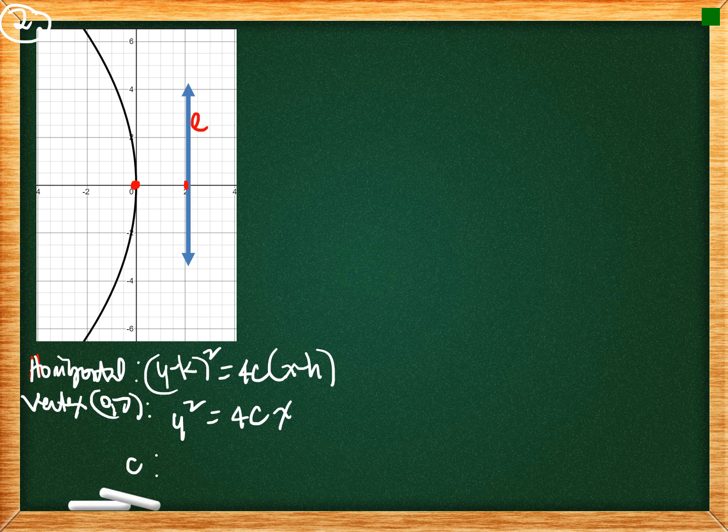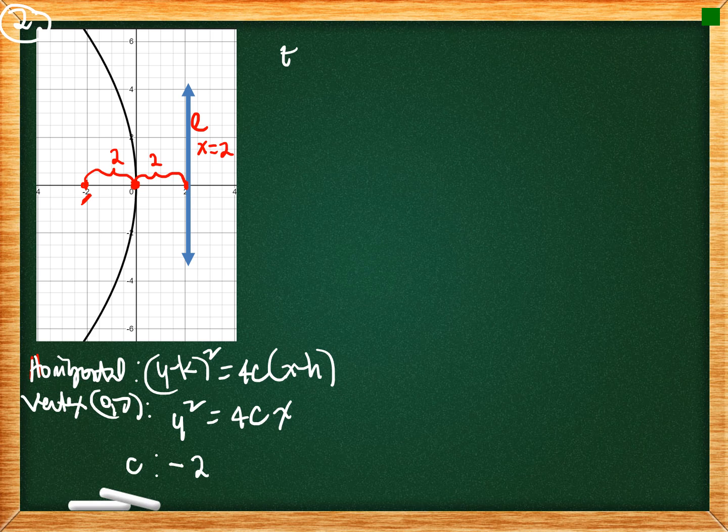This is positive 2. The equation of our directrix is x equal to 2. So the distance from the vertex to our directrix is 2, and so would be its distance to the focus. So the vertex to the focus must also be 2. Therefore, this point is where our focus is. That's also 2, but since it's going to the left, that's why it's negative 2 here. And so our c is negative 2.